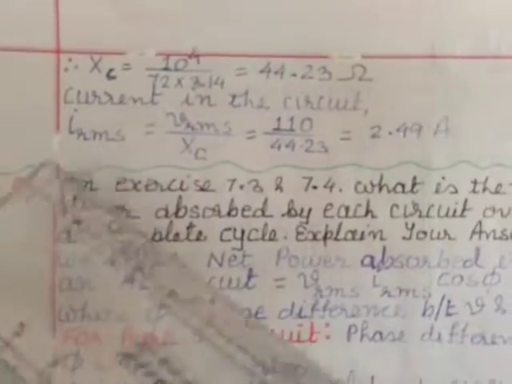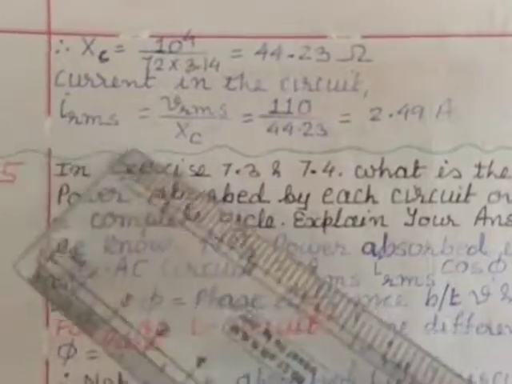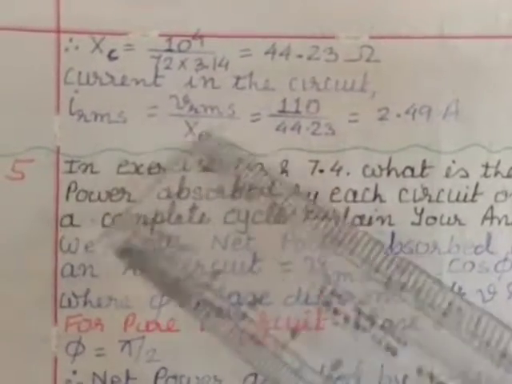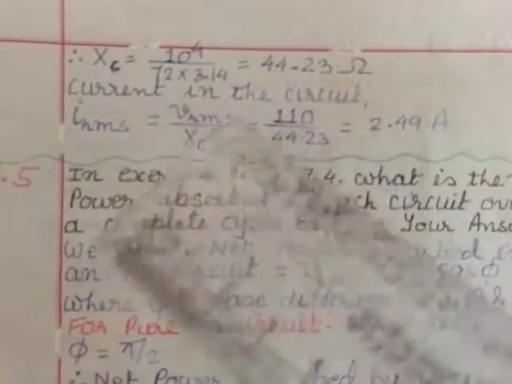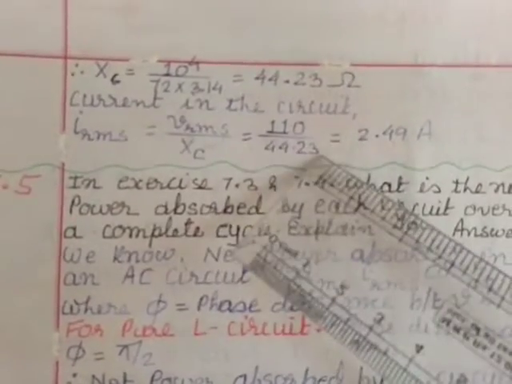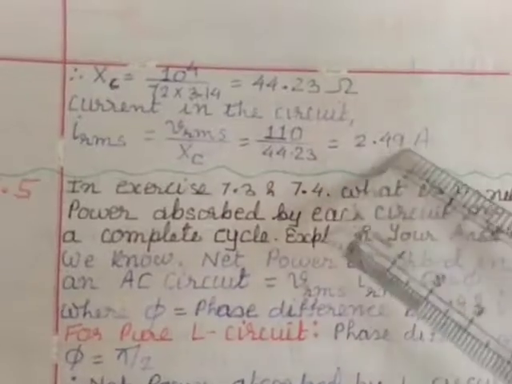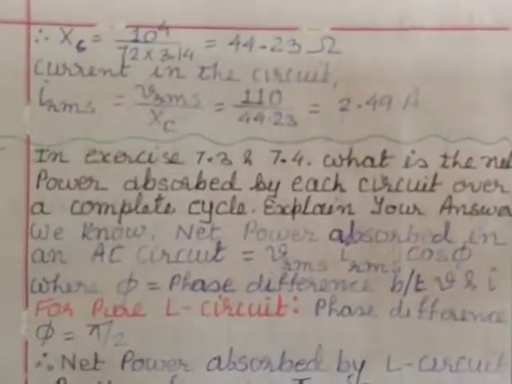Now we have to find the current in the circuit, which is given by the same formula as the previous one. IRMS equal to VRMS by Xc. Xc is the resistance offered by the capacitor. VRMS is given to you as 110 and Xc we found here is 44.23. Divide, you get 2.49 ampere. So this is the current in the circuit.